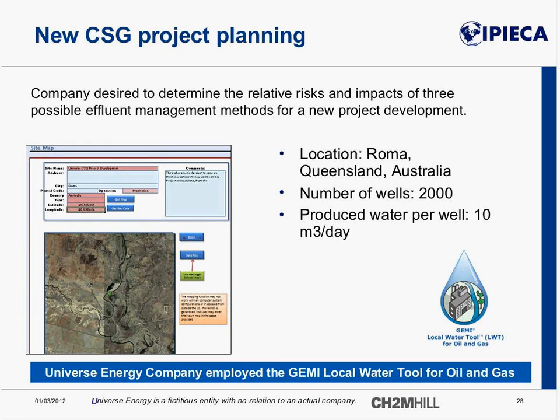And this example is one company used the local water tool for a new coal seam gas project that they were planning in Australia. So Queensland, Australia has a wonderful resource of coal seam gas, and as a byproduct of producing gas, there's also produced water that comes from each well, and in this case, they were planning to serve 10 cubic meters per day. So the Universal Energy Company wanted to employ the local water tool to look at their options for discharging the produced water.